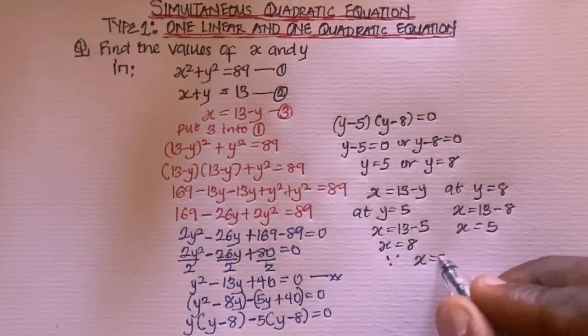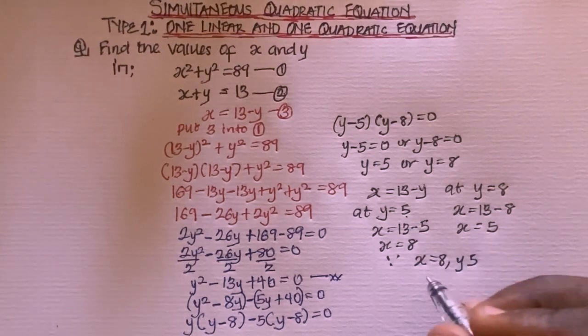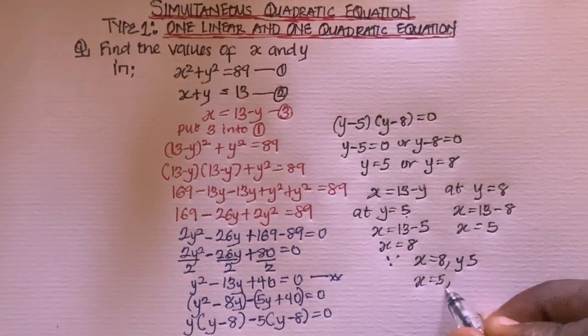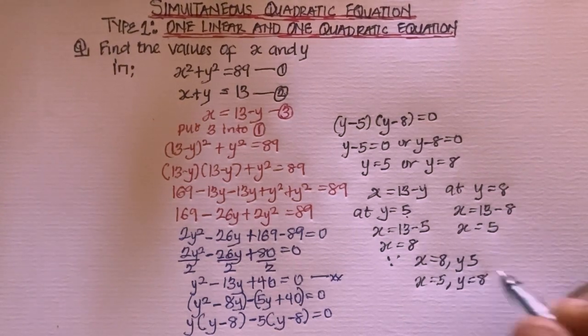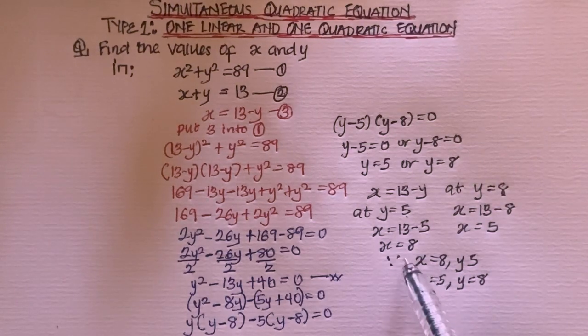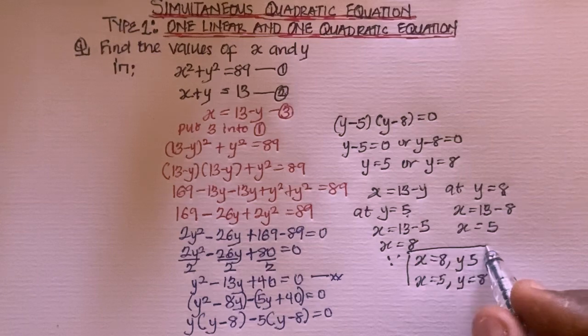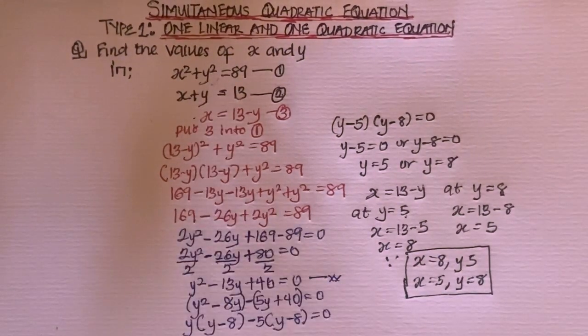Therefore, when x equals 8, our y equals 5. Then also when x equals 5, our y is 8. Very simple. When x equals 5, our y is 8. When x equals 8, our y is 5. So these are the values of x and y that are in this equation.